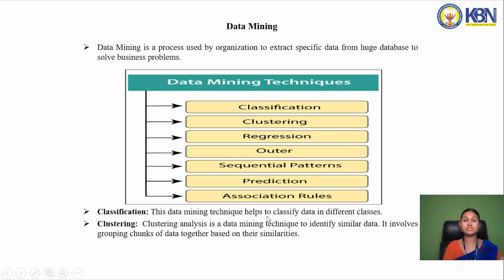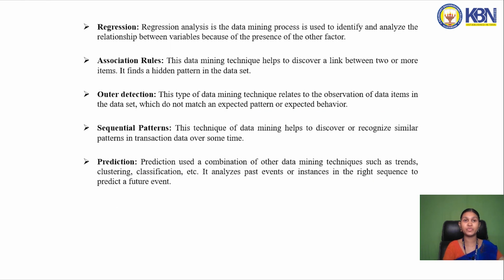Here clustering means identifying similar data, and this data will be formed into groups based on the similarities. Regression means you have to identify and analyze the relationship between variables, because there are a number of variables. You have to find out the relationship between two variables. Association rule is a technique to discover a link between two or more items, and you can hide the data in the data set also based on the association rule.